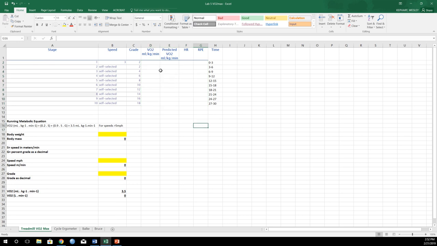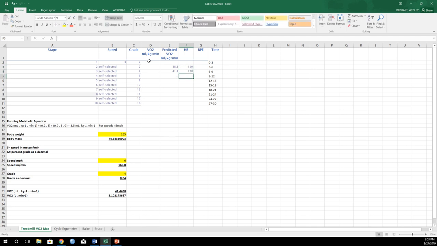So let's say that someone is 165 pounds and their speed is 6 miles per hour and they're at a 2% incline. So right here, if that's what we're at, we would put 38.5. Now if we increased it to a 4, it would go up to 41.4, and so on and so forth. And like heart rates, it could be at like 120, 130, so on and so forth.